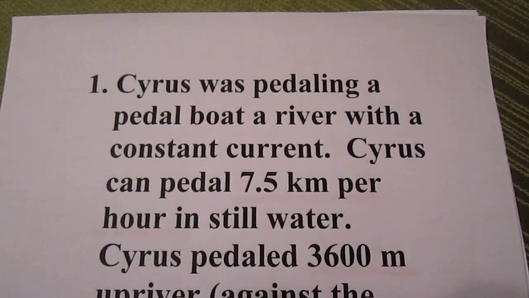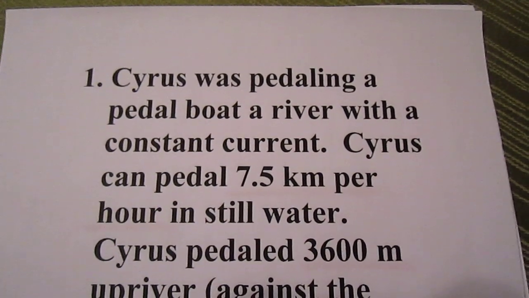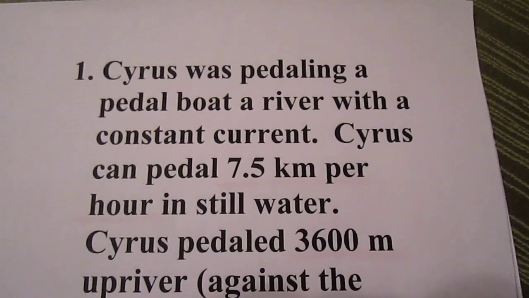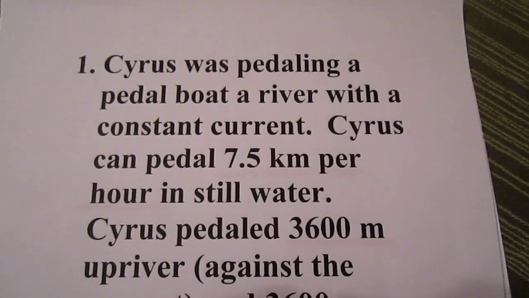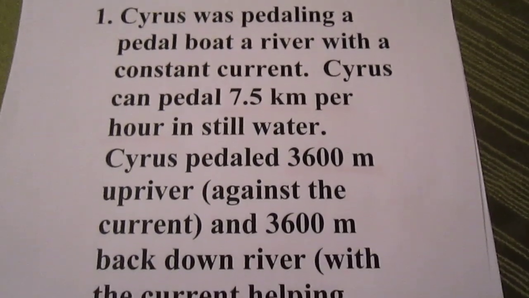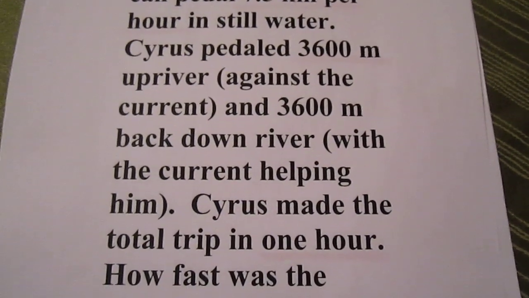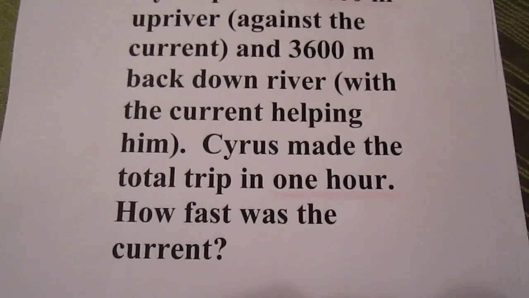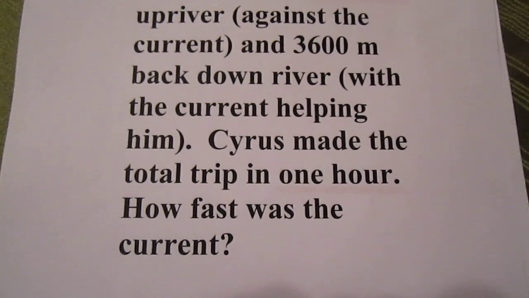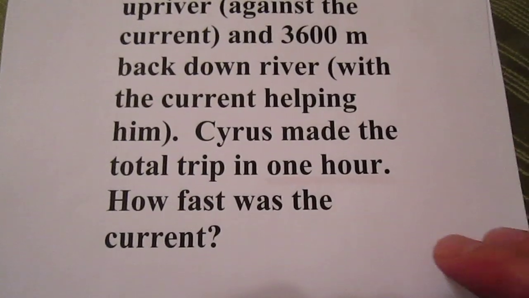This is a word problem involving rational expressions. It says, Cyrus was pedaling a pedal boat down a river with a constant current. Cyrus can pedal 7.5 kilometers per hour in still water. Cyrus pedaled 3,600 meters upriver against the current and 3,600 meters back downriver with the current helping him. Cyrus made the total trip in 1 hour. How fast was the current?